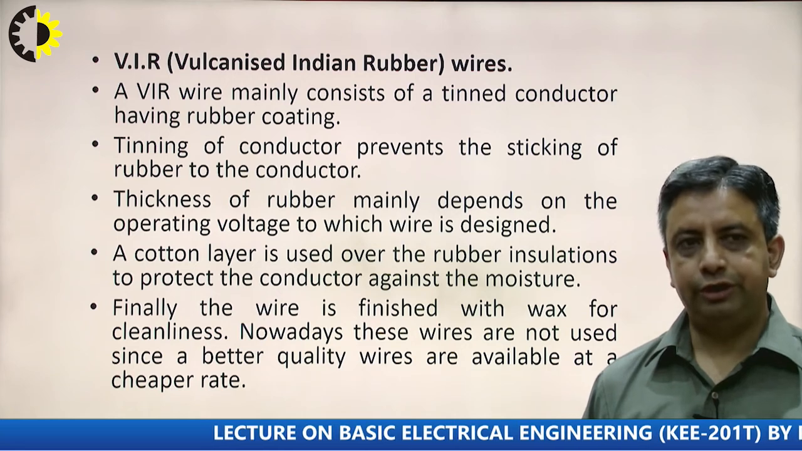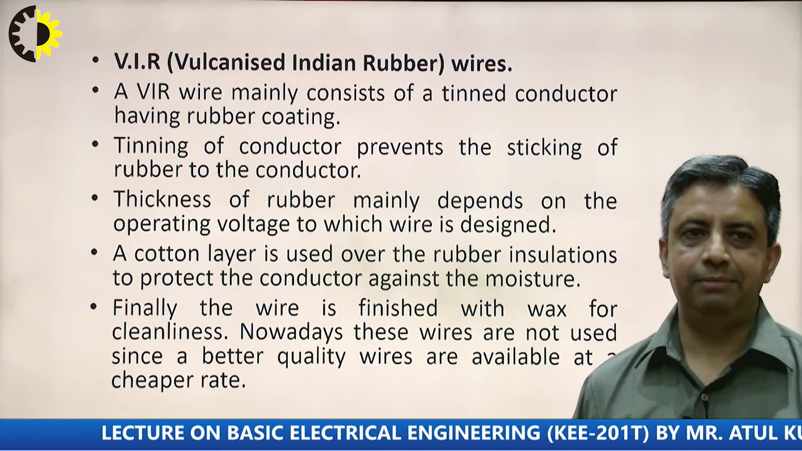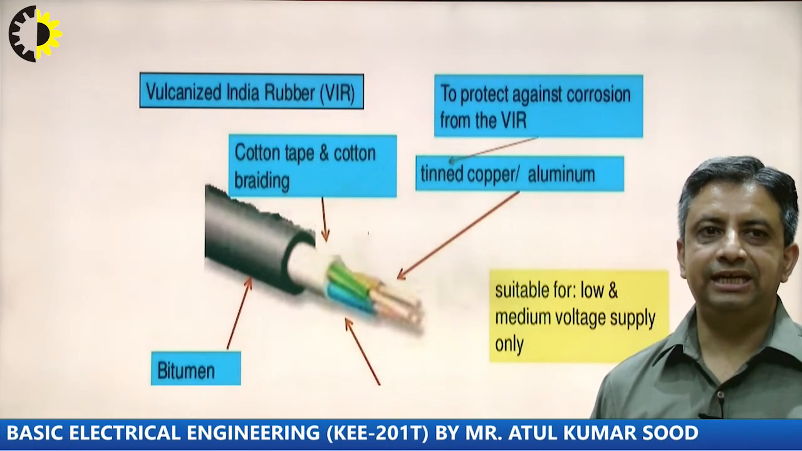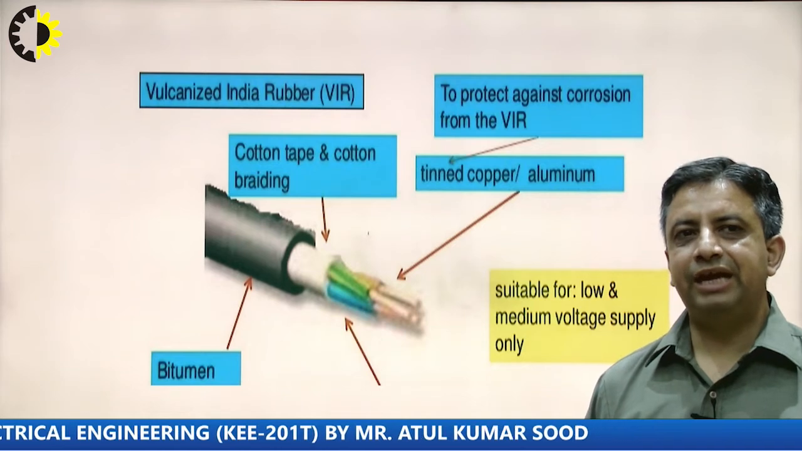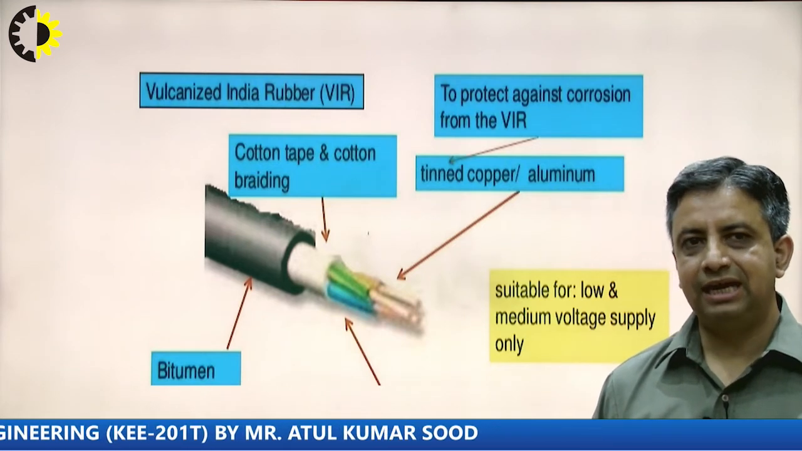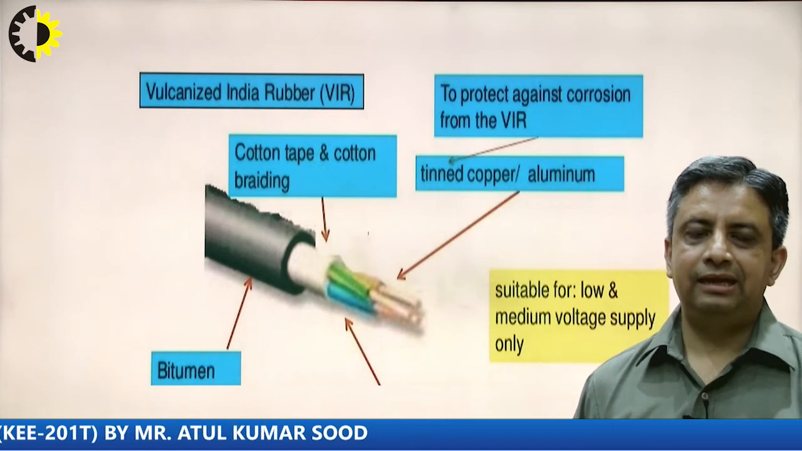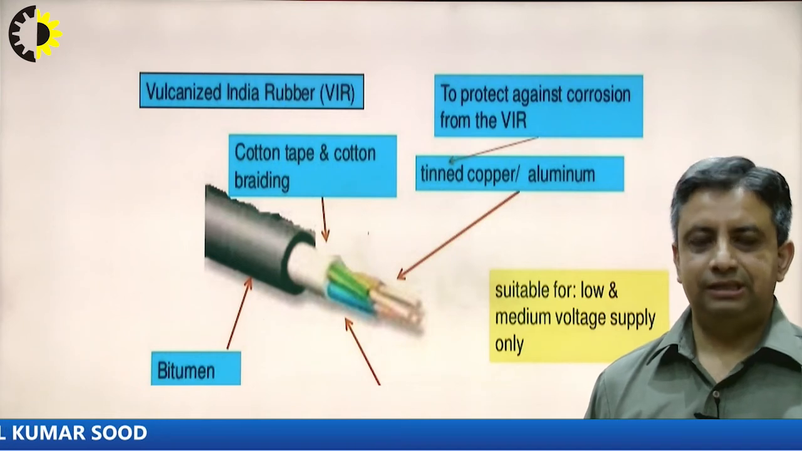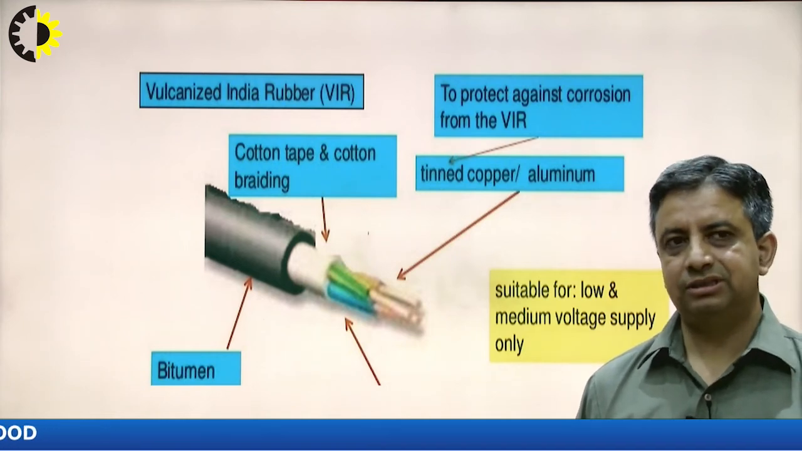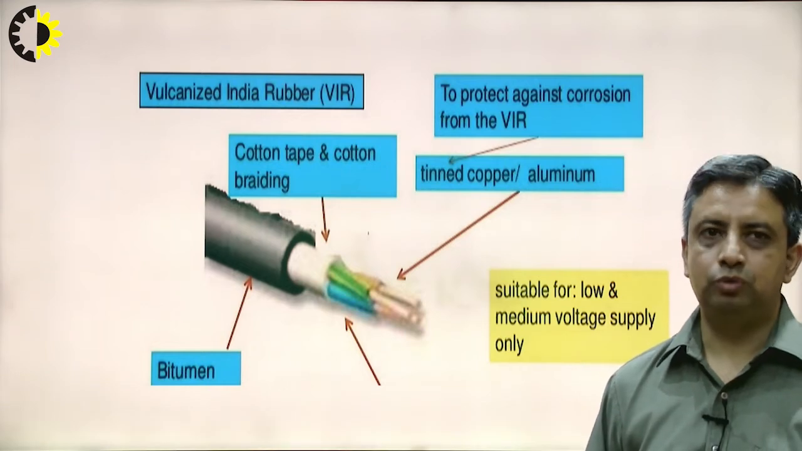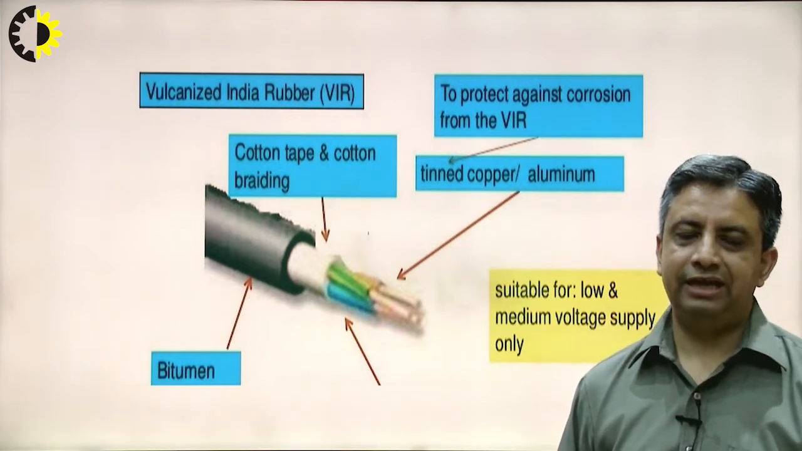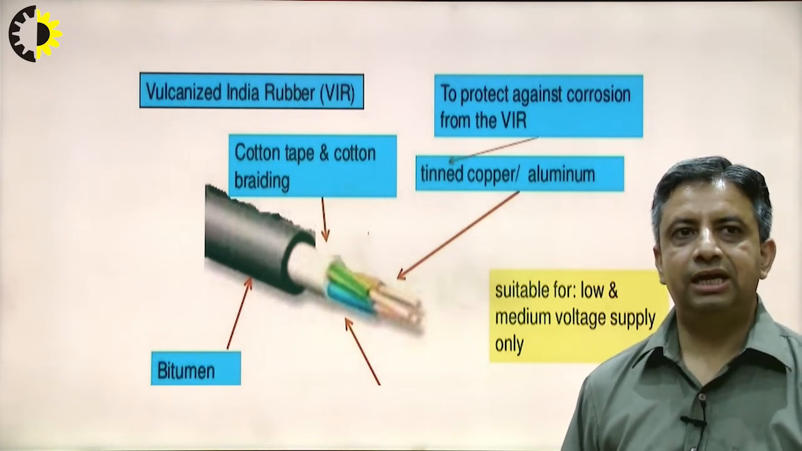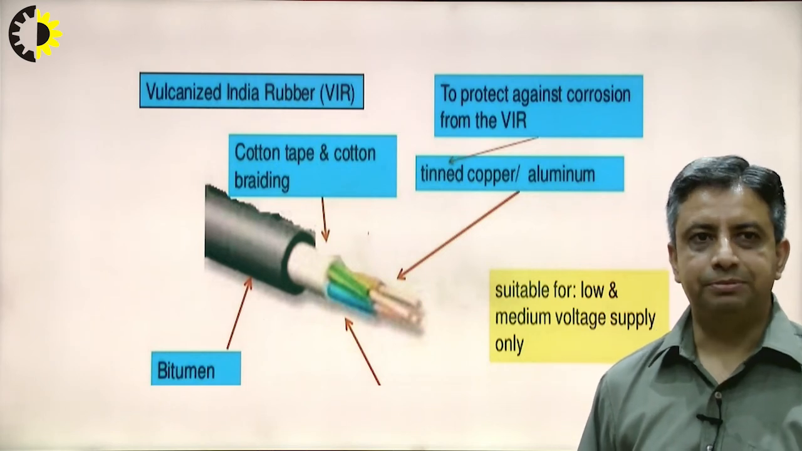Nowadays, these wires are not used since better quality wires are available at a cheaper rate. So this is the first type of wire, vulcanized Indian rubber. The main reason we have discontinued this type of wire is that its lifetime was very short. After a certain number of years, cracks developed on the insulation, so its life is quite short compared to the others. That's why vulcanized Indian rubber wires are now almost obsolete.